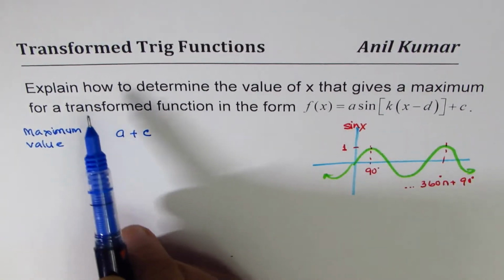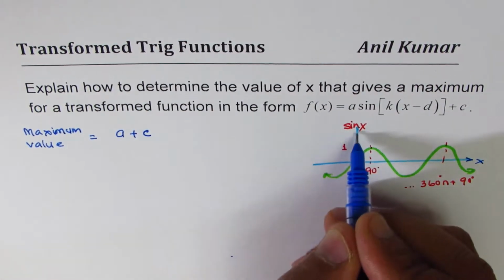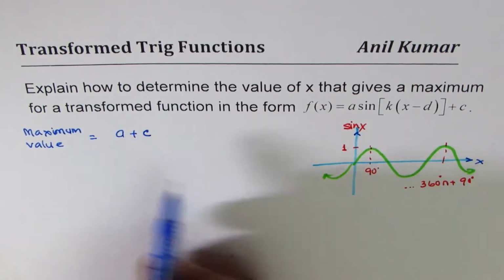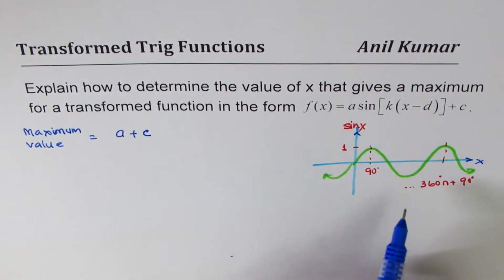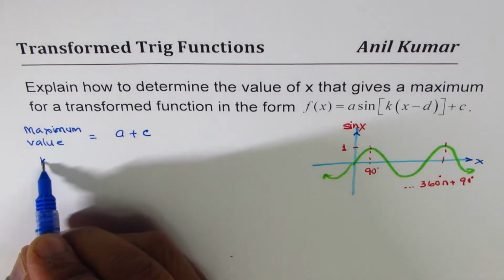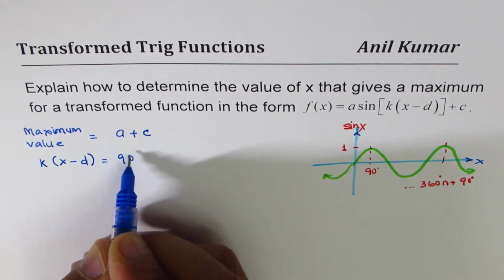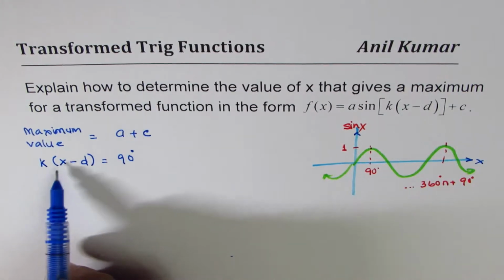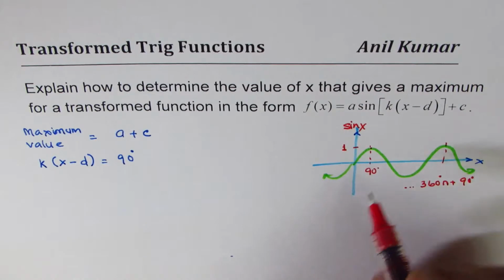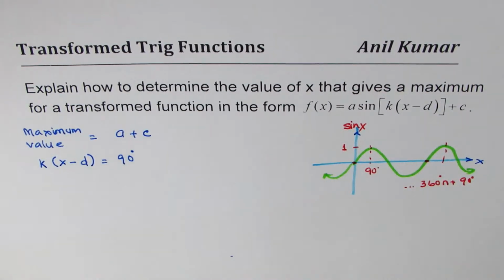But the question is, explain how to determine the value of x. We want to find the value of x, not just a y value. When will it be A plus C? So at what value of x? To find this, we can equate k times x minus d to 90 degrees, for example, and solve for x. This is when we're just talking about one wave, from here to here, not a general solution.